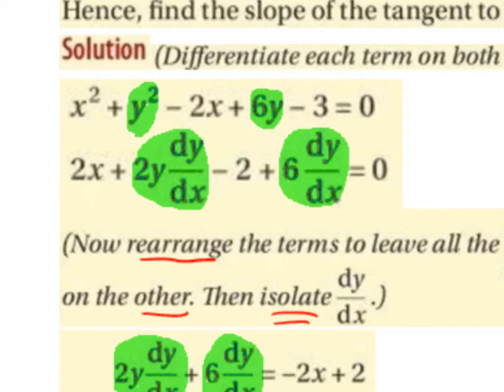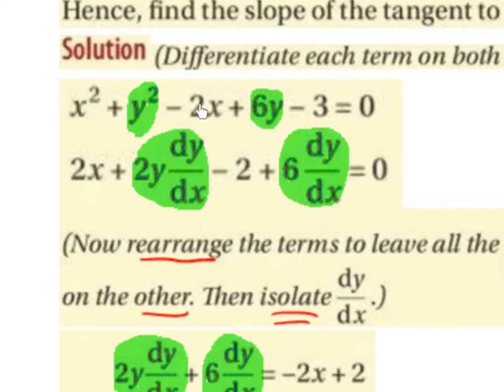Now, if we want to differentiate y squared with respect to x, we bring the power down in front, so the 2 comes down in front. We reduce the power by 1. 2 take away 1 is 1, so we get 2y, but we have to stick on a dy/dx. If you're unsure of why we did this, it's because of the chain rule, and you can look back on the previous slide to see why. But basically, if we're differentiating a y term with respect to x, we have to stick on a dy/dx.